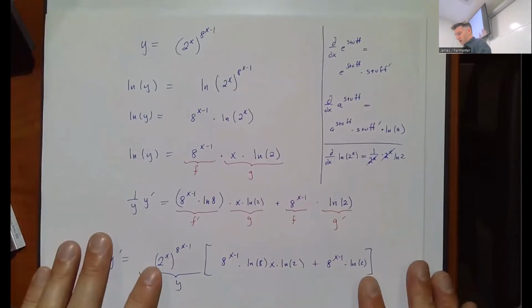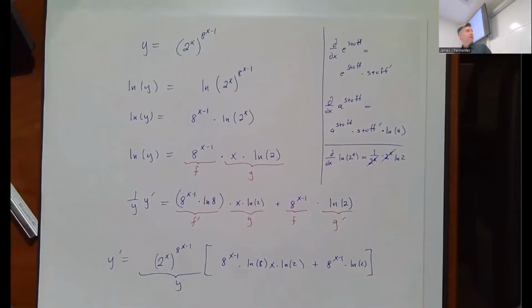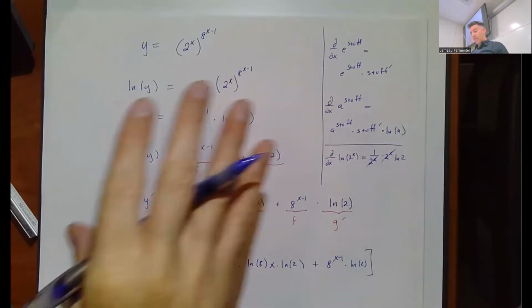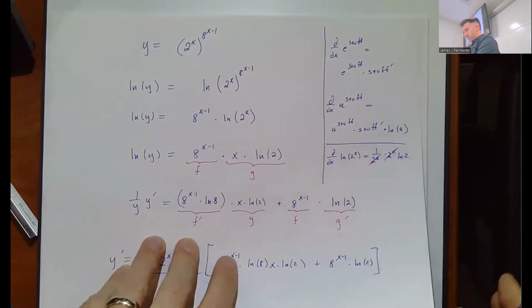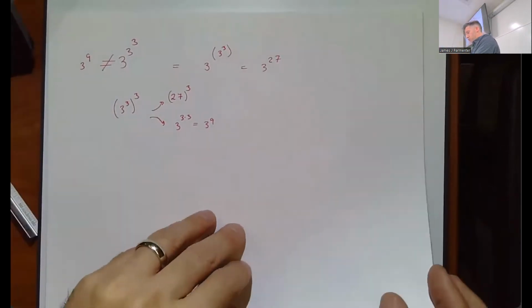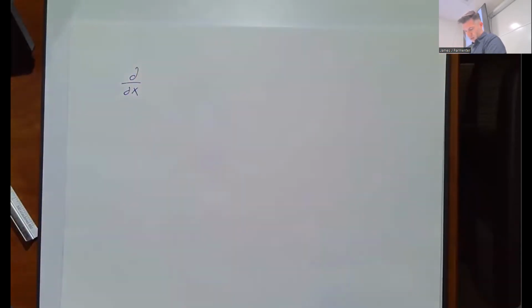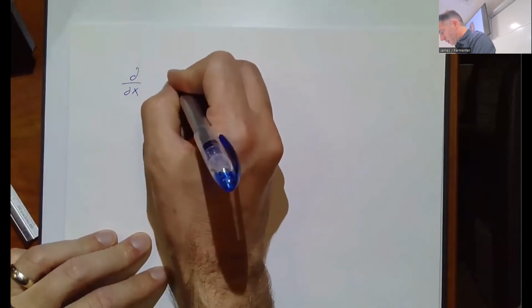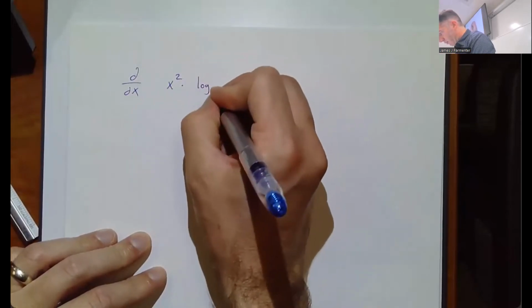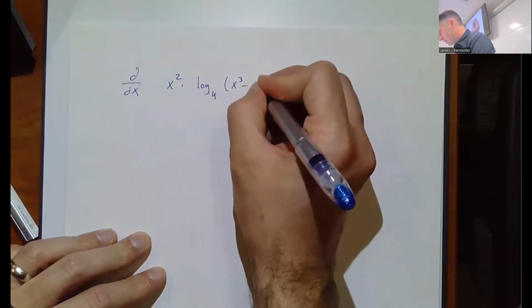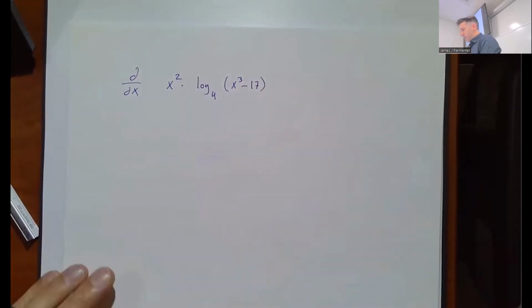So the next homework assignment that you all have due on Monday night is a lot of just taking derivatives of logarithmic things and exponential things, which we've kind of talked about a lot already. So just to throw one more example at you, let's say we wanted to find the derivative of the following. Let's make it interesting. Let's say we want to do x squared times log base 4 of x cubed minus 17. I want to find that derivative.